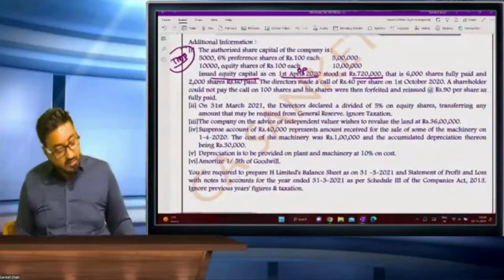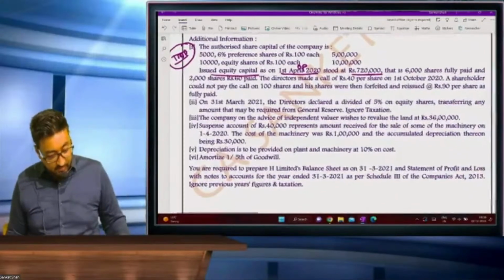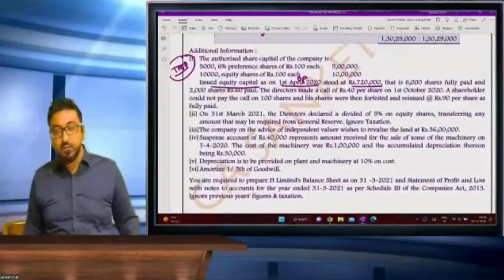Beta, you can consider it under other expenses. हर्षित, other expense में लिया तो भी चलेगा.